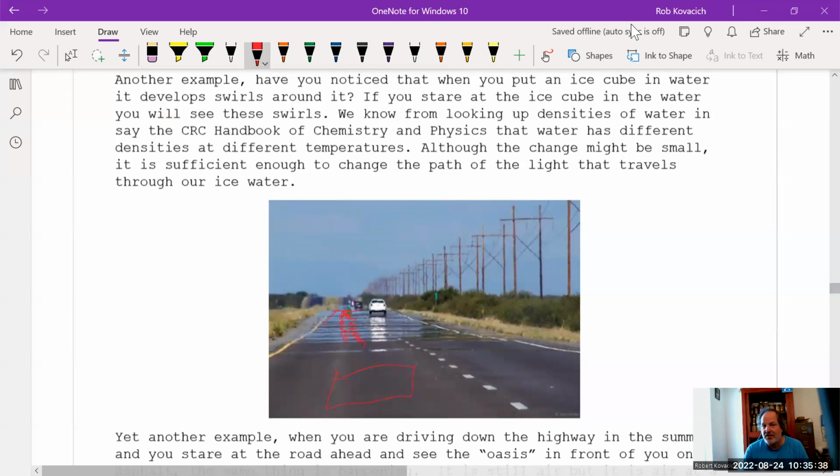As the light has to pass through different densities, it turns and turns again and turns again. By the time it gets to you, it's turned like a million times, and so they don't all line up when they get to you.